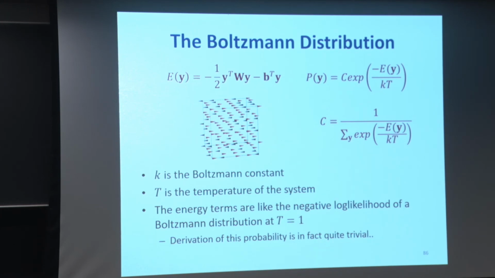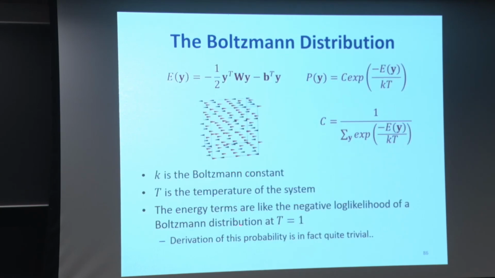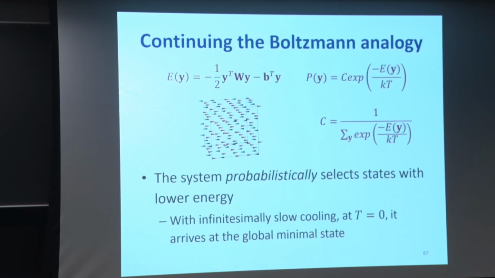On the other hand, if the temperature is 0, then the system is going to be in the state with the lowest possible energy, with a probability of 1, right? So for our system, this is basically like the Boltzmann distribution with a temperature equal to 1.